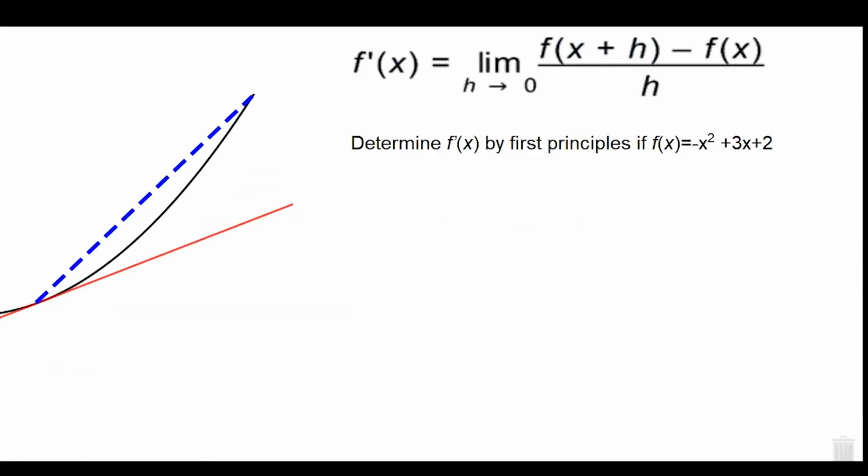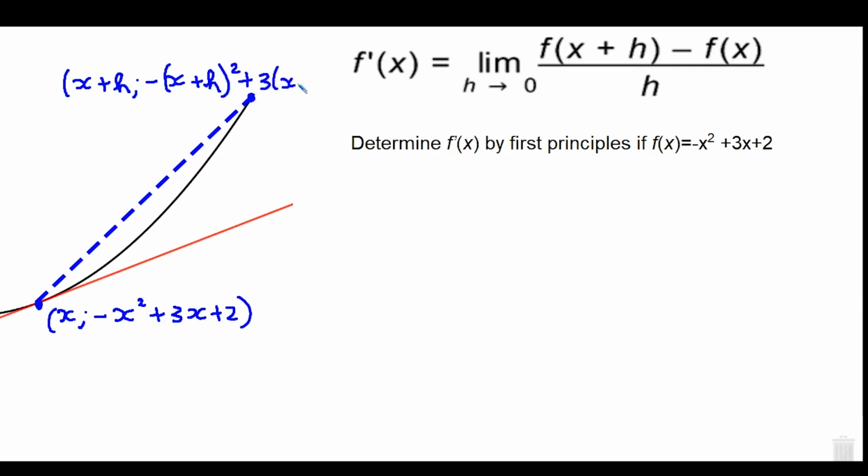Okay, let's dive into a specific example. We're going to use this formula. We've got a point over here, x, and in this particular case, our function is negative x squared plus 3x plus 2. So the y value will be negative x squared plus 3x plus 2. And this y value over here at x plus h will be the negative of x plus h squared plus 3 lots of x plus h plus 2.